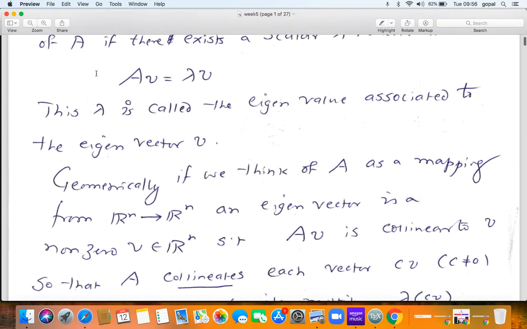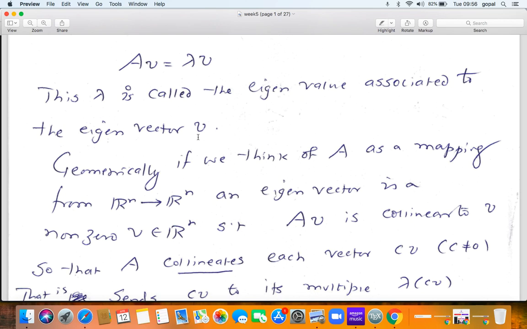Geometrically, we can think of A as a linear transformation taking Rn to Rn. And then what does this linear transformation do to the eigenvector? It gives you simply a multiple of the vector, lambda v. In other words, the matrix A acts as a collineation. It collineates v and gives you a collinear vector lambda v. That is, v and lambda v are proportional.